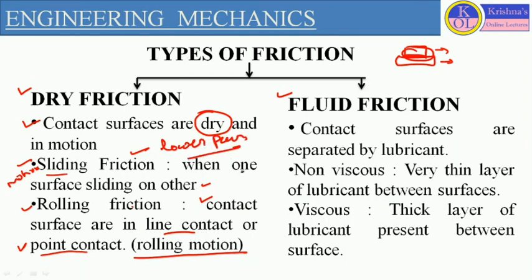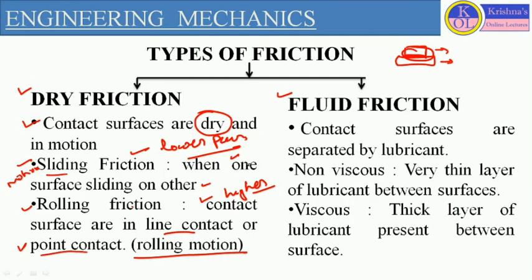So it can be considered a higher pair, but this sliding friction we can consider as lower pair friction, or when we are considering two bodies, the pair should be a lower pair. So this particular friction is applicable on lower pair, and this particular friction is applicable on higher pair, in terms of kinematics of machinery. A second one is fluid friction.